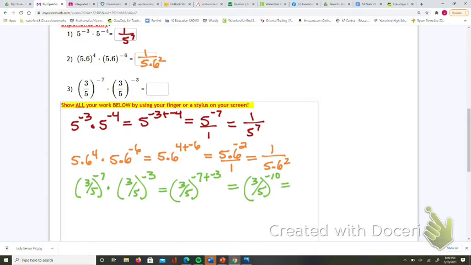Okay, but I've got a negative exponent. So the only time that we do the reciprocal is when the exponent is negative. So I have to flip it, and it becomes 5/3 to the 10th. So 5/3 to the 10th. Okay, make sure you get all the work in before you submit the question.